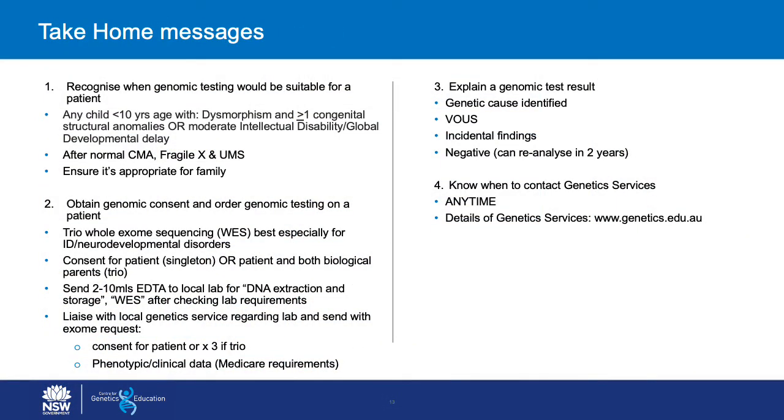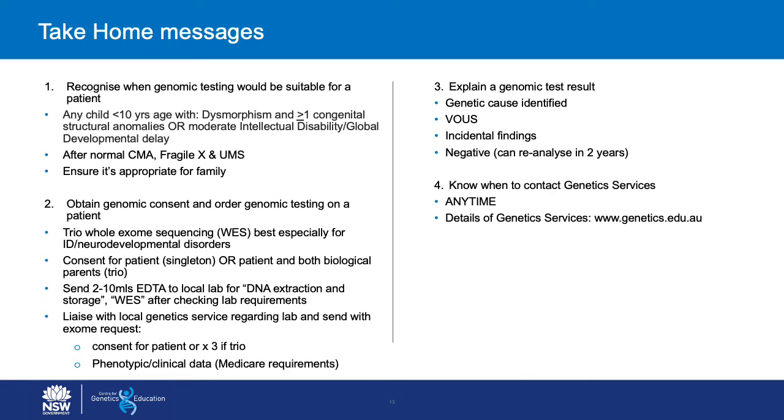Take-home messages in relation to the learning outcomes include: firstly, recognition when genomic testing is suitable. Any child less than 10 years of age with dysmorphism and/or one or more congenital structural anomaly or moderate intellectual disability, global developmental delay. This is following normal first-tier testing, which encompasses chromosome microarray, Fragile X, and urine metabolic screen. In addition, discussion with the family to make sure they are happy to proceed to genomic testing is critical.